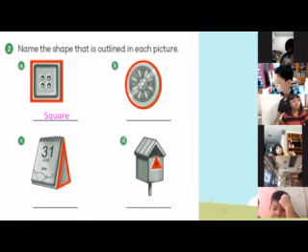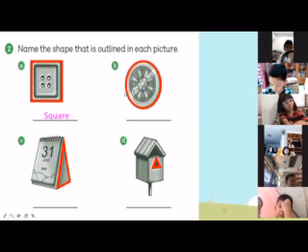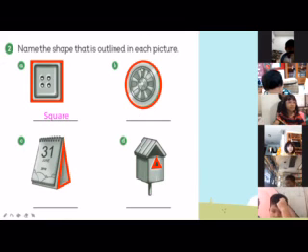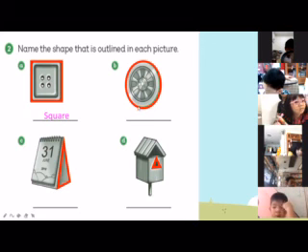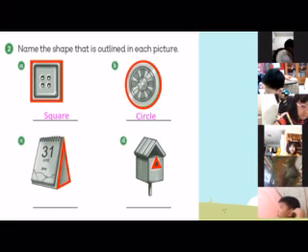Okay, we're going to move on to B because we are running out of time. What shape is B? Jawa, what shape is B? Circle. Very good. B is a circle. Please write the word circle.